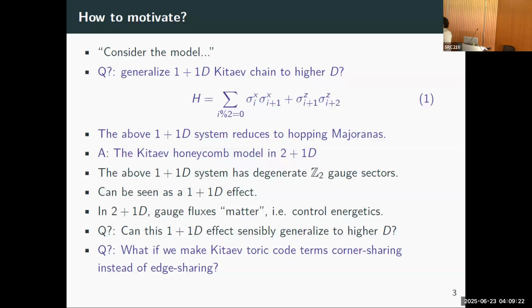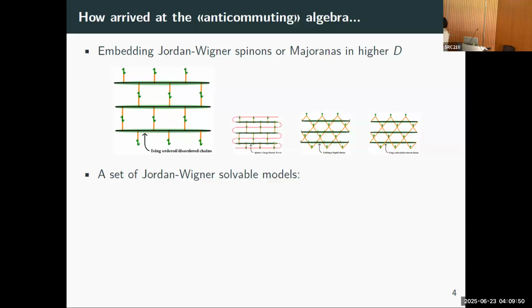Another motivation, not as good a one, I suppose: what if I take the Kitaev toric code? In the Kitaev toric code, I have the star terms and the plaquette terms, and they share two spins if they're nearby. What if I force them to share only one spin, a corner-sharing geometry? What is the result? This is more of a toying around kind of motivation. I, of course, didn't arrive at this anti-commuting business through this. So I'll try to tell you how I arrived at it.